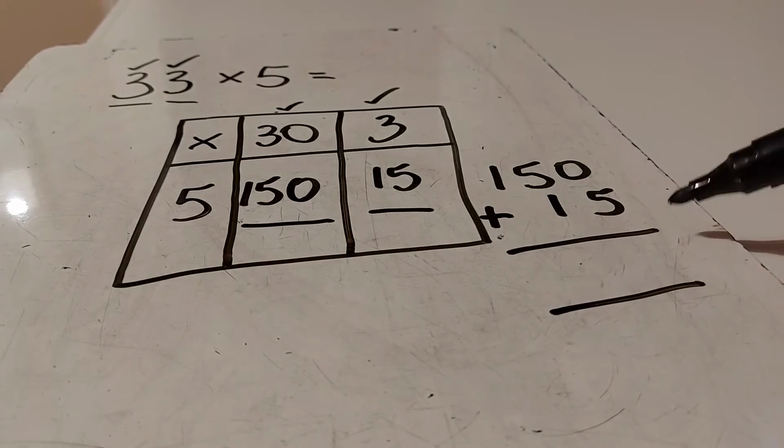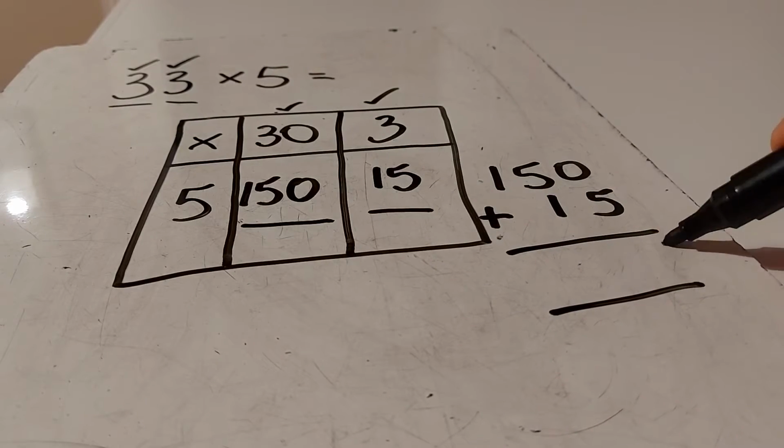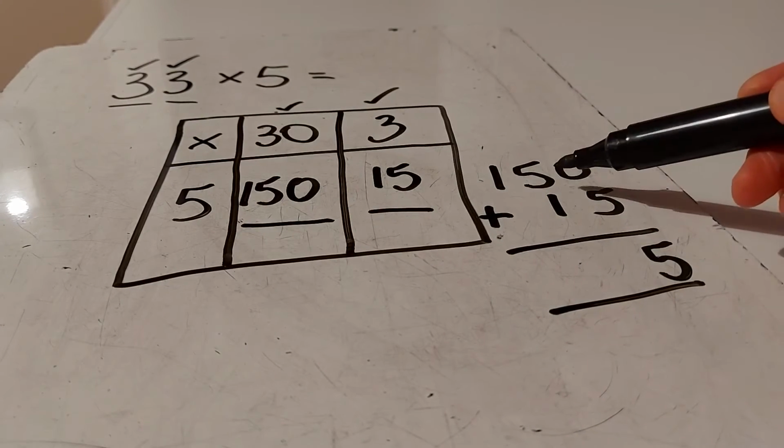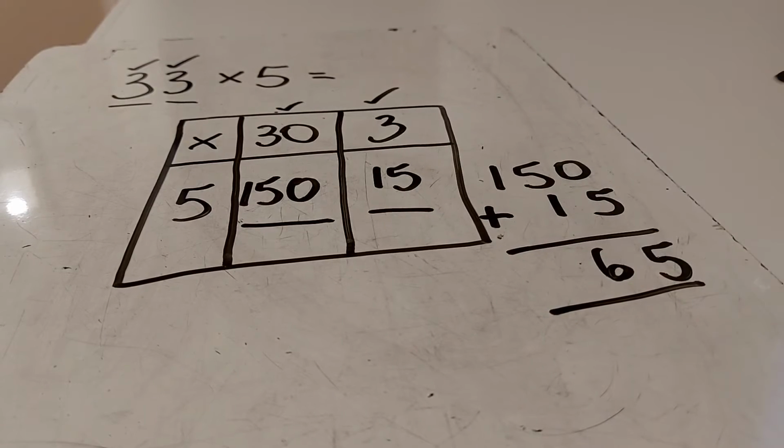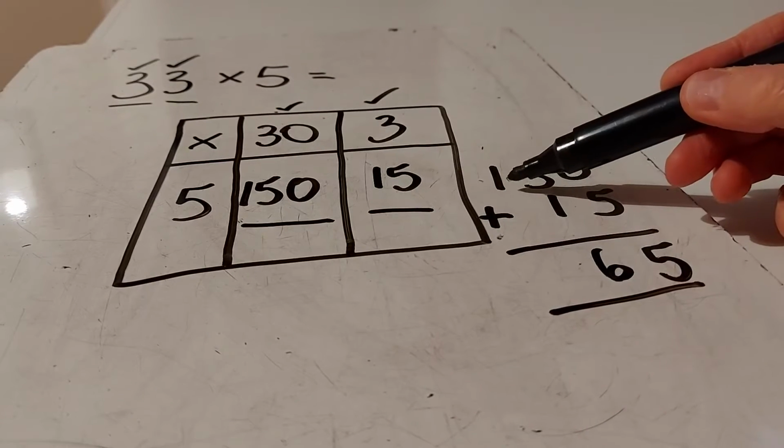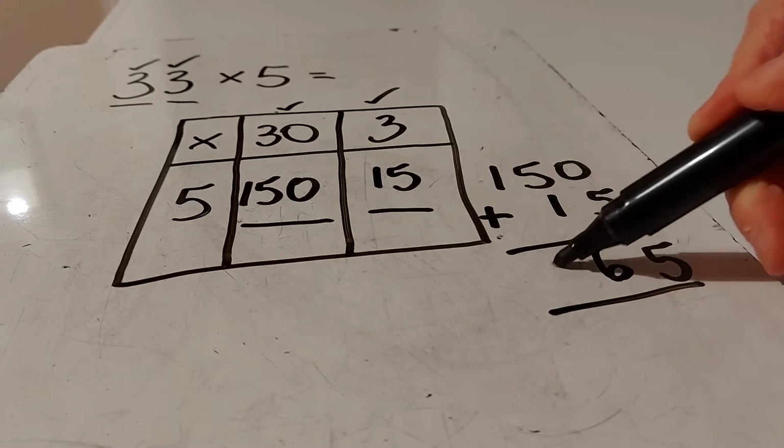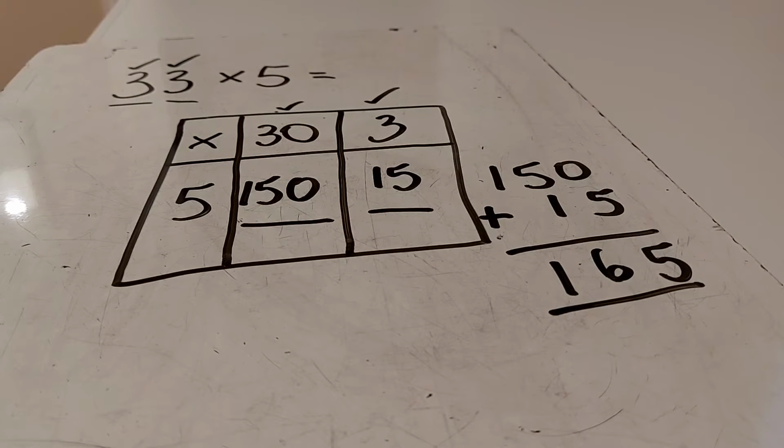We always start on this side. 0 add 5 is 5. 5 tens add 1 ten would give us 6 tens or 60. This is in the hundreds. 100 add no hundreds is a 1 there. And so the answer that we would get is 165. Okay, so the original question was 33 sweets in a bag. How many in 5 bags altogether? You would have 165 sweets. That is a lot of sweets.